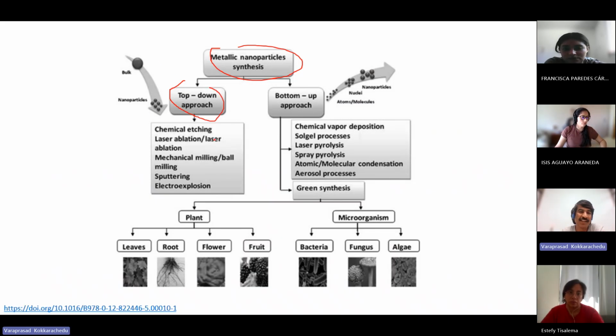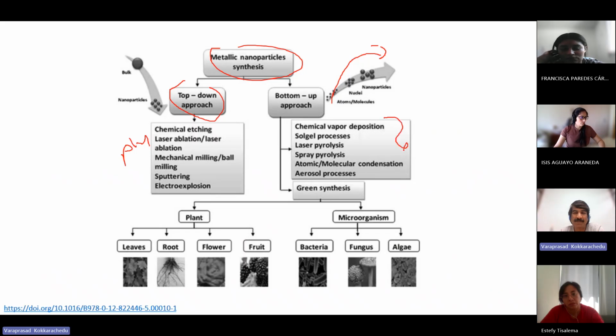And what do we call these methods? The physical process, right? Physical synthesis process also we can call. Here, the bottom-up method, we can prepare nanoparticles from the liquid, right? From the bottom to up, that is the approach. And these are the chemical processes, right?